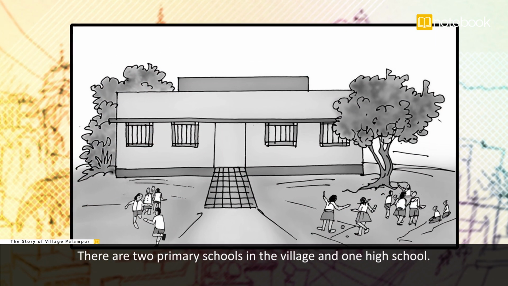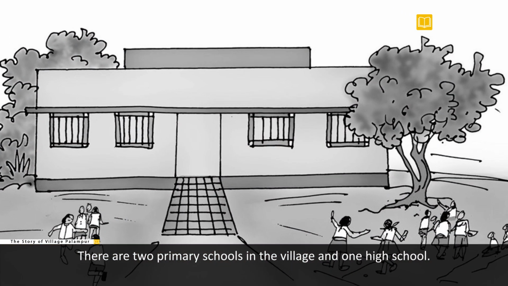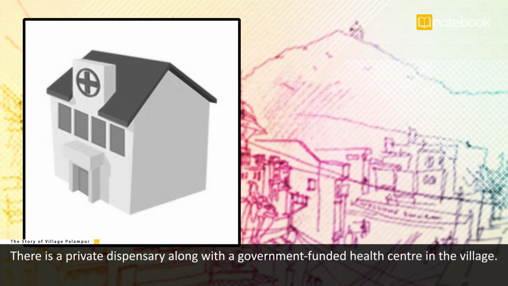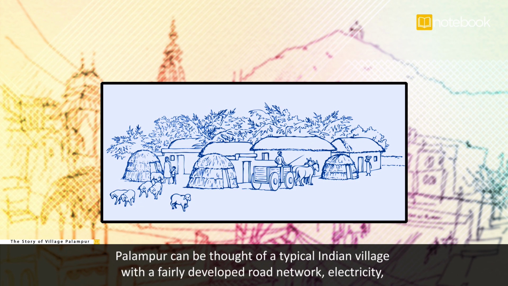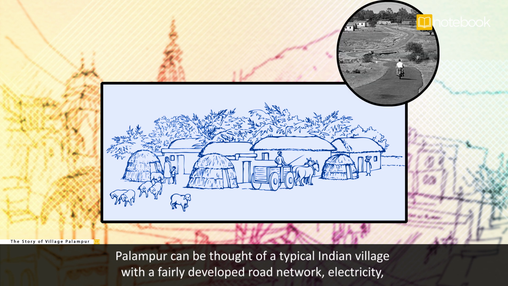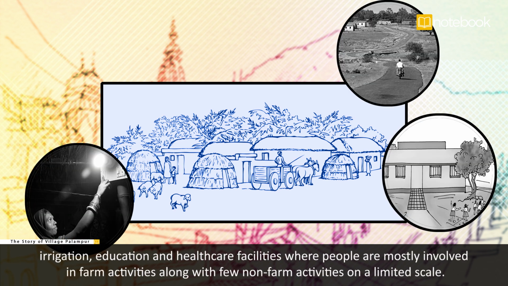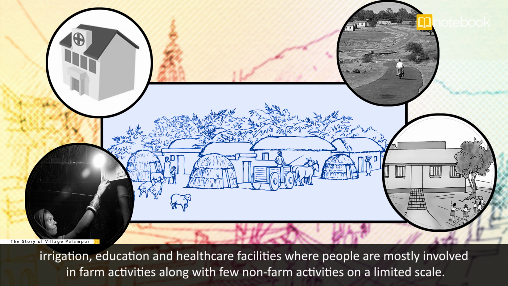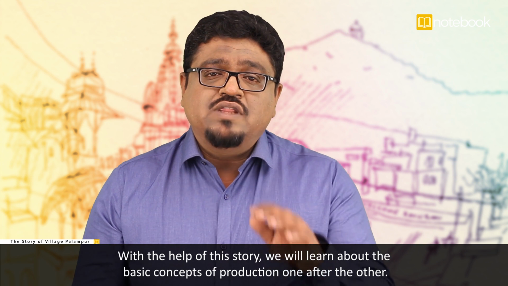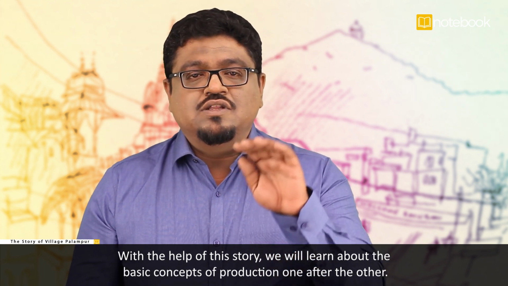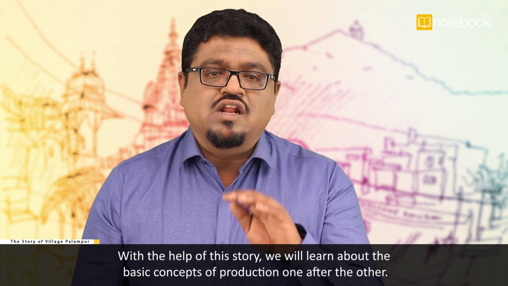There are 2 primary schools in the village and 1 high school. There is a private dispensary along with the government-funded health center in the village. Palampur can be thought of as a typical Indian village with a fairly developed road network, electricity, irrigation, education and healthcare facilities, where people are mostly involved in farm activities along with a few non-farm activities on a limited scale. With the help of this story, we will learn about the basic concepts of production one after the other.